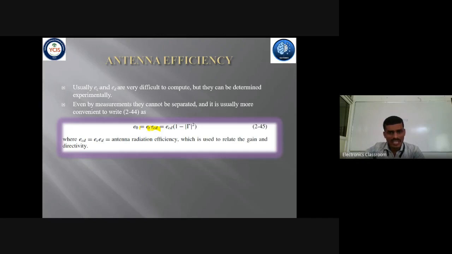Now you know what ER is. ER is 1 minus the voltage reflection coefficient squared. Now this antenna efficiency equation can be rewritten as ECD into 1 minus the voltage reflection coefficient squared. And this is your final equation of the antenna efficiency, where ECD is the combination of EC and ED, that is the antenna conduction efficiency and dielectric efficiency. That means ECD is known as the antenna radiation efficiency.